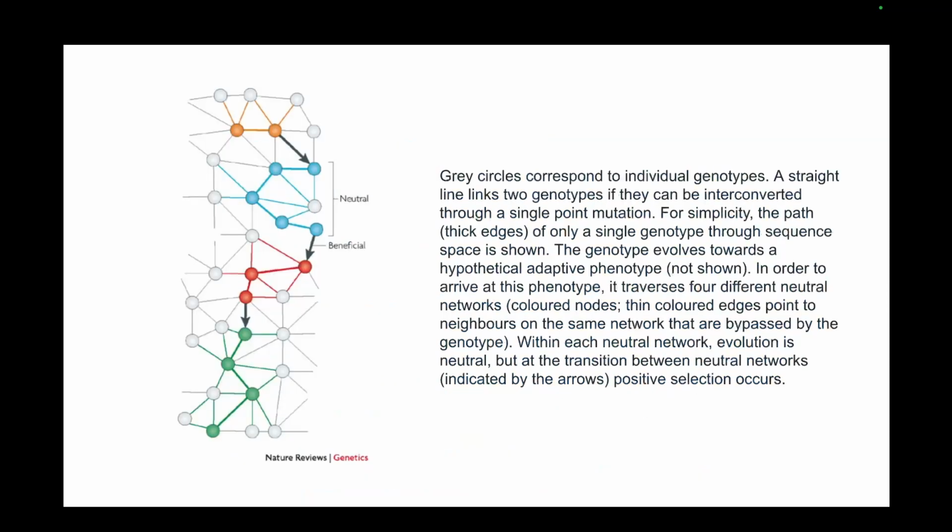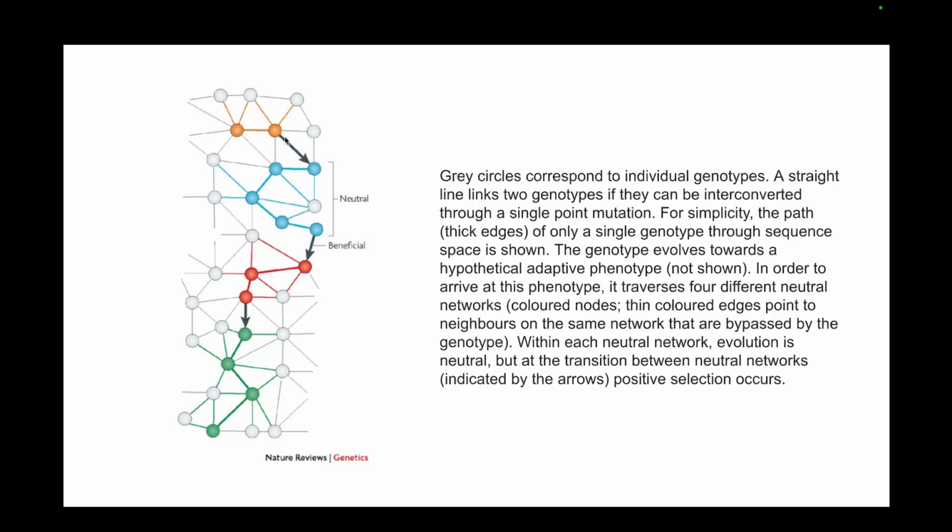I'll just explain it with a figure here. So for example, this is a genotype-phenotype network, and these gray circles are individual genotypes, and if they are connected, they are one mutation away from each other. The genotype evolves towards a hypothetical adaptive phenotype. So if you are moving here, here, here, here, all these movements are neutral. But the moment you move from this node to this node, this is a different phenotype altogether. This is a beneficial mutation, but the phenotype is different. But you have reached here through random walk only.